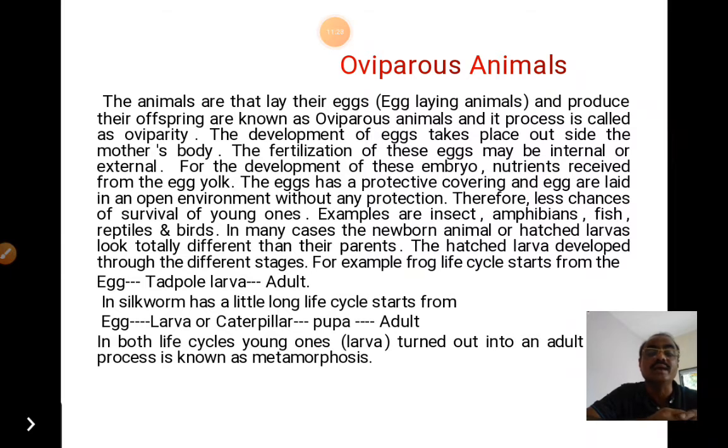In another example, the silkworm has a slightly longer life cycle. The life cycle also starts from the eggs. The eggs hatch out and give a larva, which is also called the caterpillar. The caterpillar again develops, with morphological changes after a few days, and that is called the pupa, and that pupa turns into the adult. So the larva turns into the adult by passing through one, two, or maybe three life stages. That process of the young one turning into the adult is called metamorphosis. Meta means change, morphosis means external. Whatever changes take place externally as the larva becomes an adult, that whole process is called metamorphosis. Okay, this is about oviparous animals.